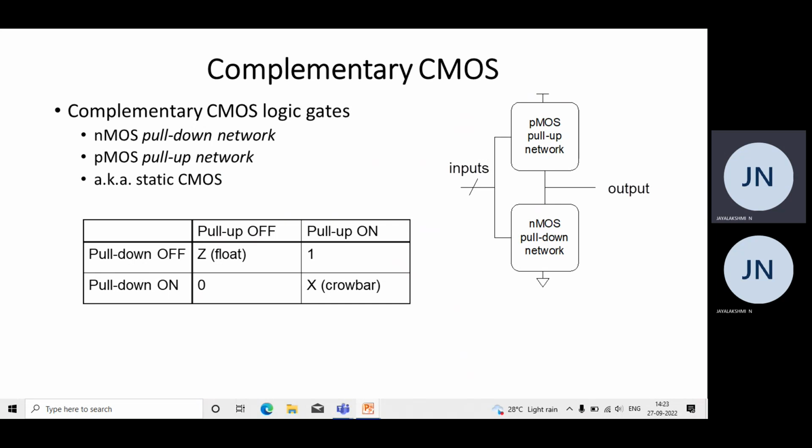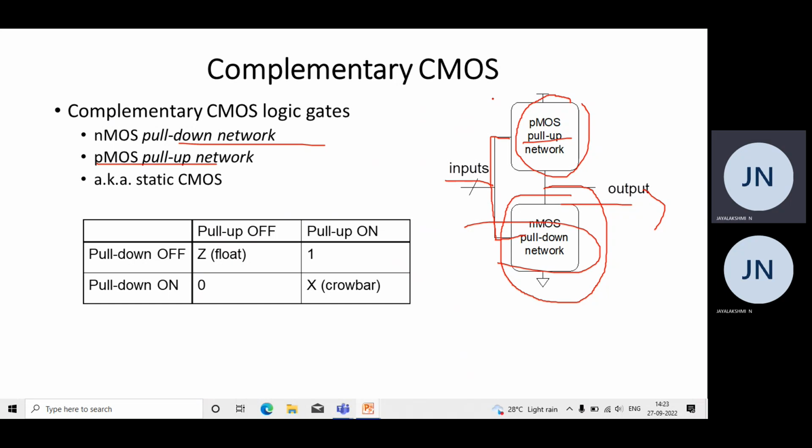Next, we're going to discuss complementary CMOS. Usually, if you consider a CMOS circuit, the top portion is a PMOS pull-up network and the bottom consists of an NMOS pull-down network. Here, the gates of both transistors are tied together and given as an input, and the drains of the two transistors are given as an output. The complementary CMOS logic gate has a pull-up network of PMOS and a pull-down network of NMOS. That's why complementary CMOS is also called static CMOS.